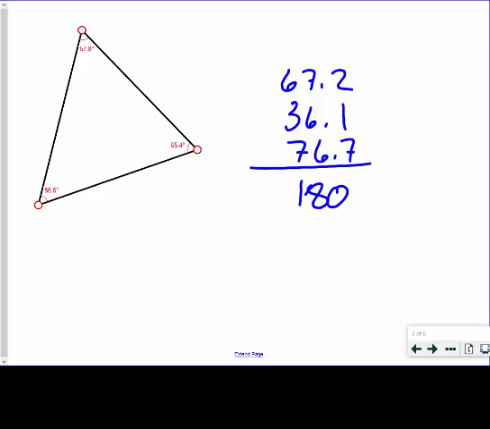So just in your calculators, 57.8, 56.8, 65.4. So 57.8, 56.8. I got 180. Oh, wow. That's what I did. 57.8, 56.8, and then 65.4 should equal what? 180. So what do we know about the interior angles of a triangle?